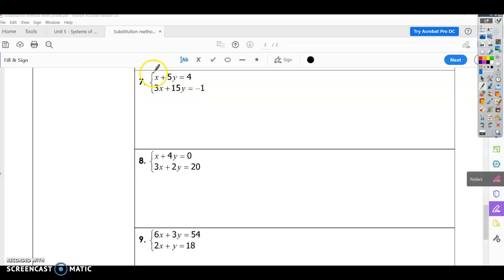Again, I'm looking for the coefficient that is by itself if there is one. And in this case, it's x in the first equation. So I'm going to rewrite that and subtract 5y from both sides. So x equals negative 5y plus 4. All I did was take the first equation and subtract 5y from both sides to get x by itself. When I do that, I can substitute this expression in for x in my second equation.